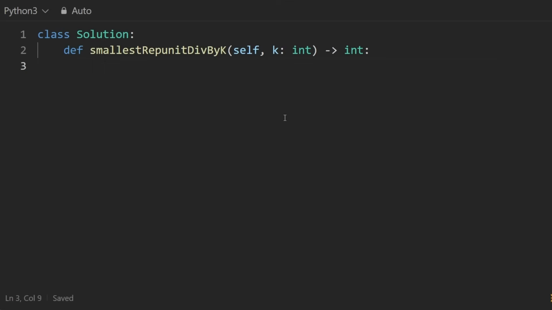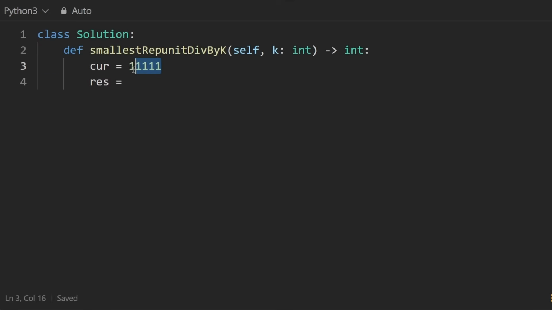Okay, so now let's try to code it up. I'm going to start with our current number, which initially is going to be 1. I'm going to have my result, which is going to count how many numbers we've gone through, because now the current number alone can't tell us. Originally, the current number, it's going to look something like this, right?